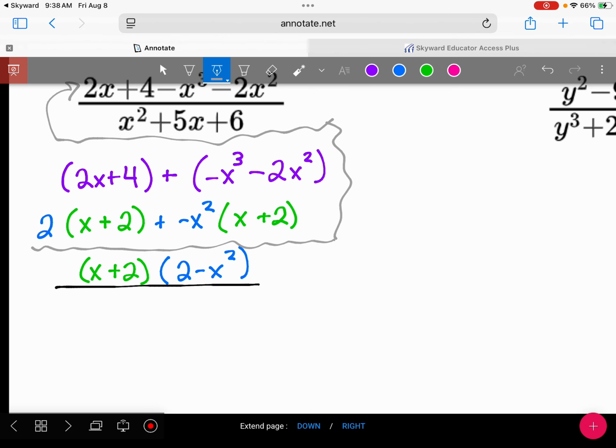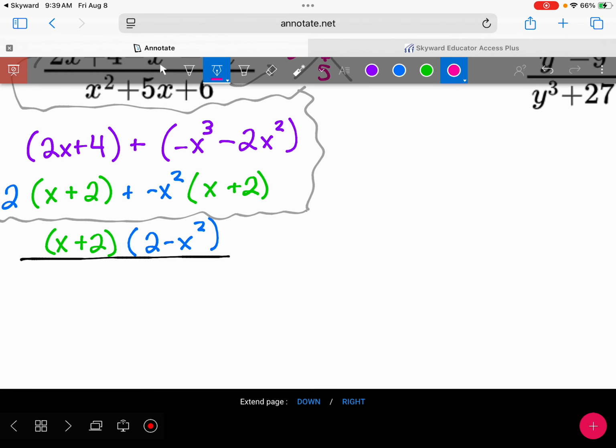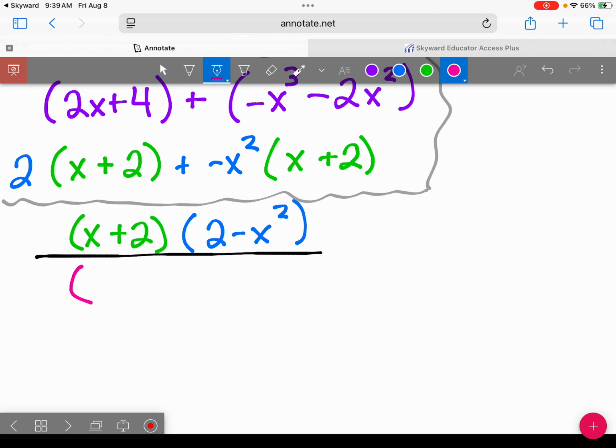X squared plus 5x plus 6. So this is just normal factoring, where my a times c gives me 6. My b is 5. What pair of numbers multiplies to make 6, adds to make 5? 2 and 3. 3 and 2, 2 and 3, either way. So we have our x plus 2 and our x plus 3. So it's just factoring.